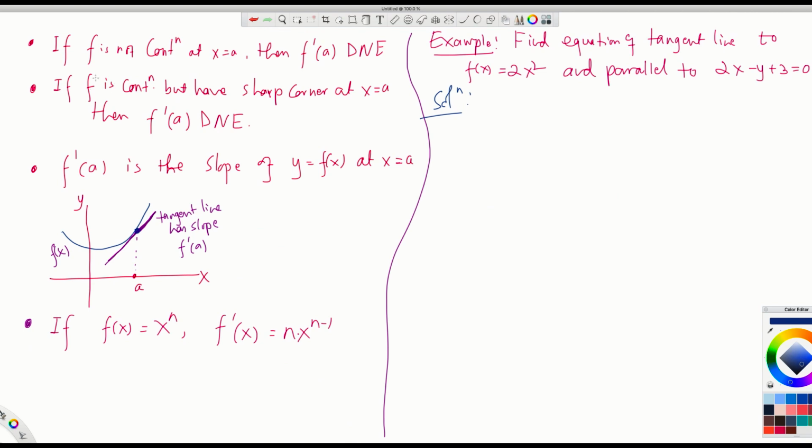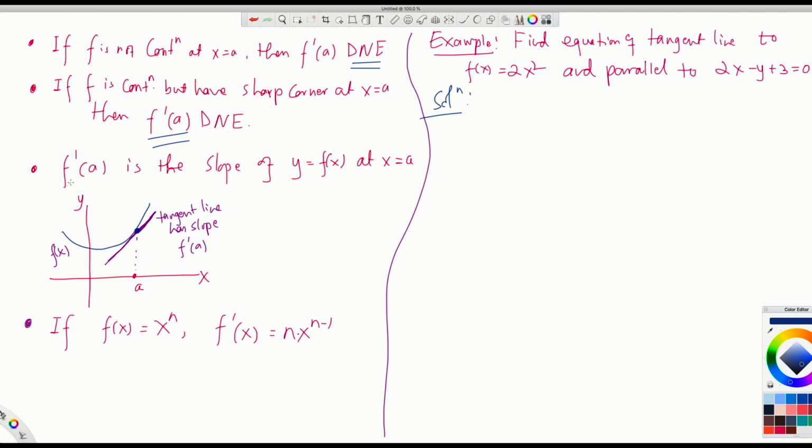Okay, let me summarize what we have seen so far in the derivative. What we saw is if f is not continuous at a point x equals a, then the derivative at x equals a, or f prime at a, does not exist. That's one thing we saw. And if f is continuous but has a sharp corner at x equals a, then the derivative does not exist. So continuity is needed, but it should not have a sharp corner, to have a derivative.